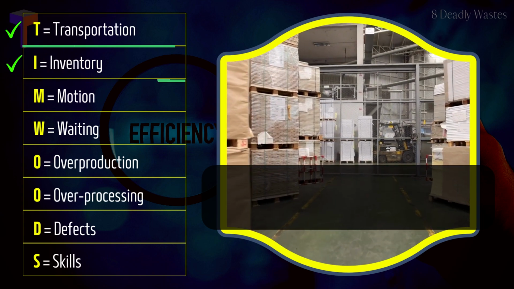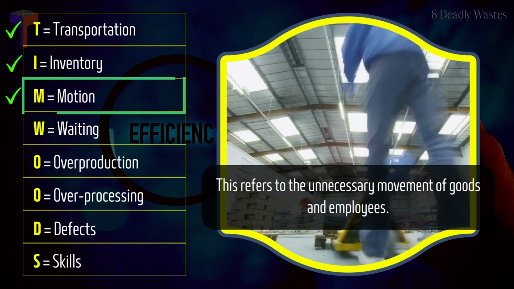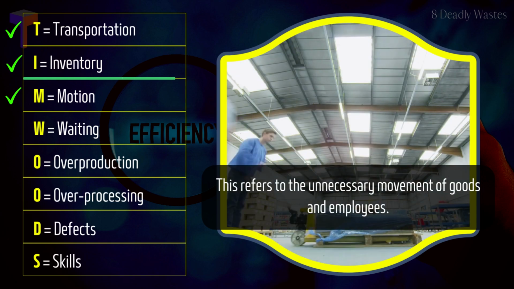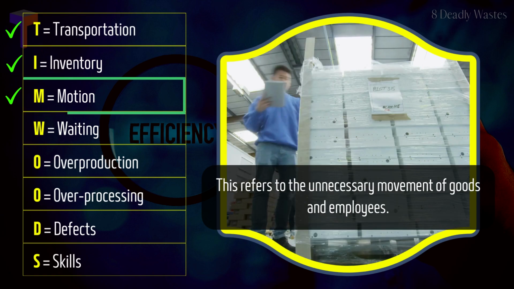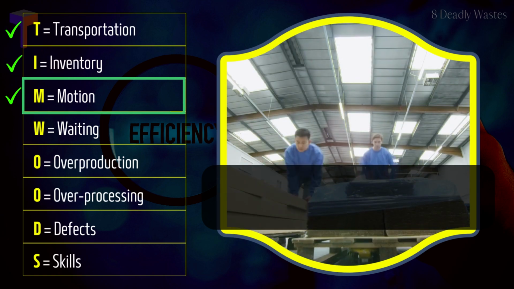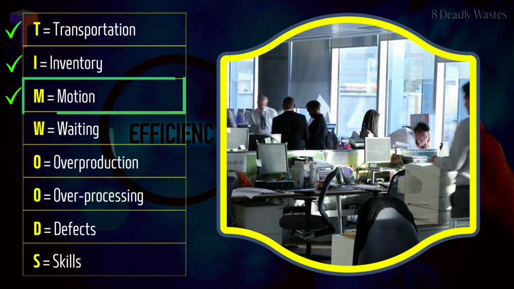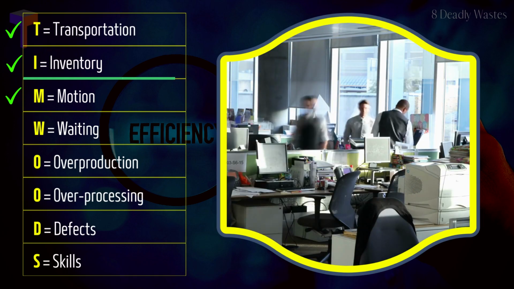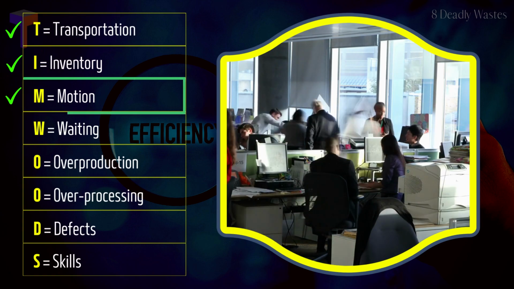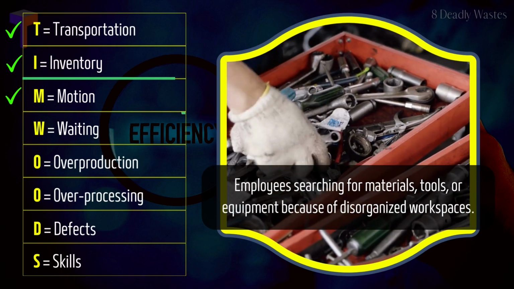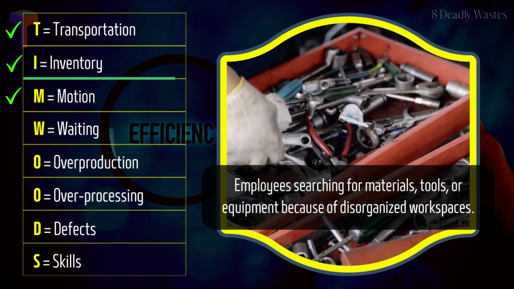Number 3. Motion. This refers to the unnecessary movement of goods and employees. In essence, workers' movement should be minimized. In the office setting, putting people who work closely together and ergonomically placing other equipment reduces this kind of waste. A good example of this waste is employees searching for materials, tools, or equipment because of disorganized workspaces.